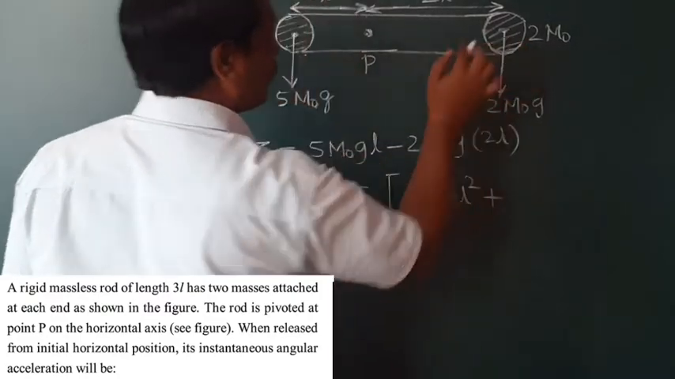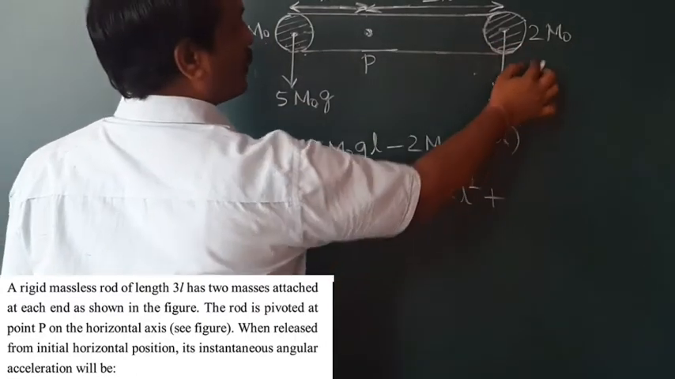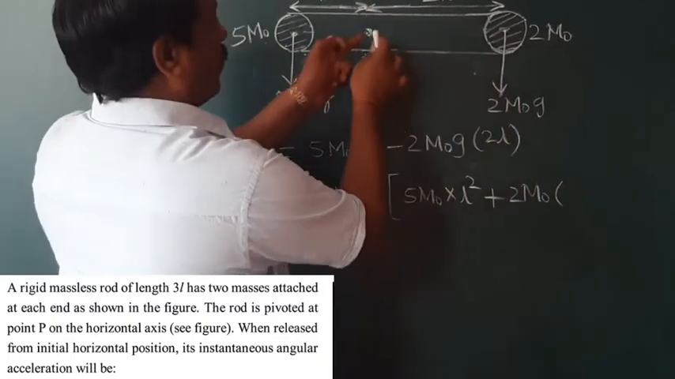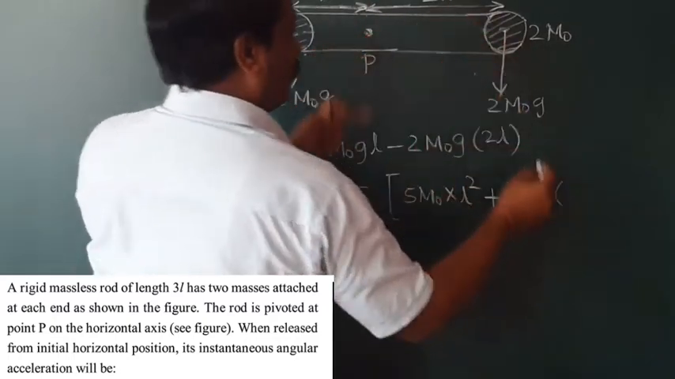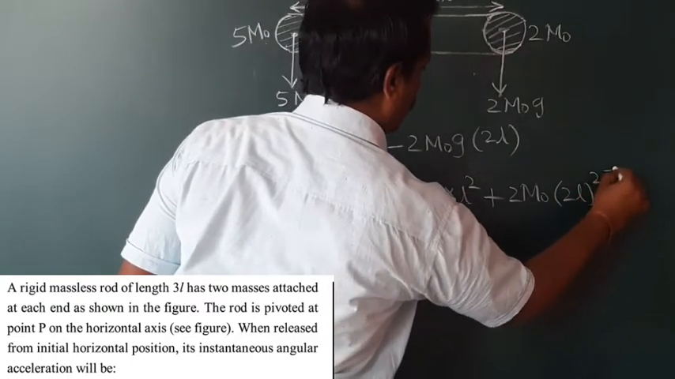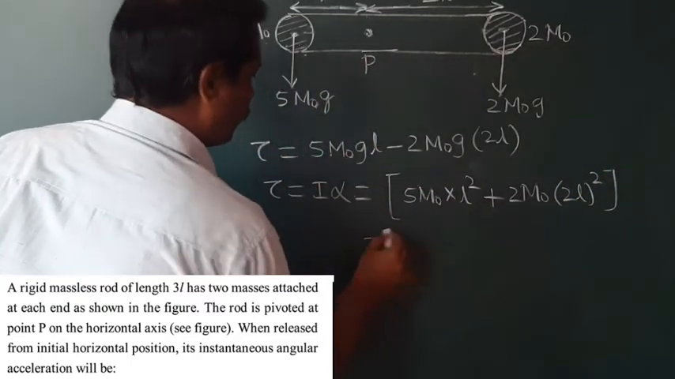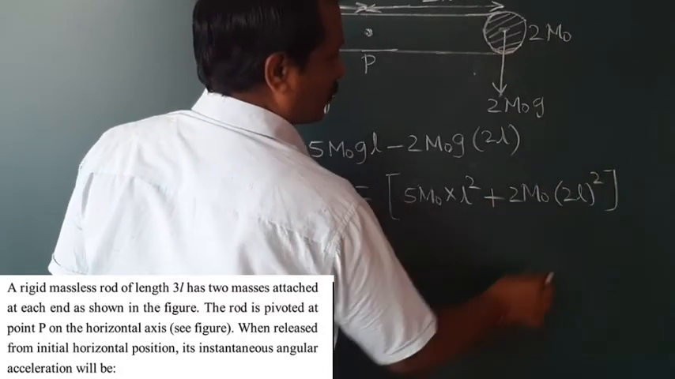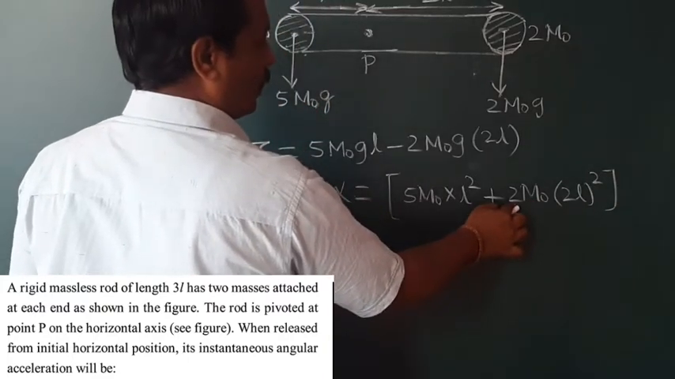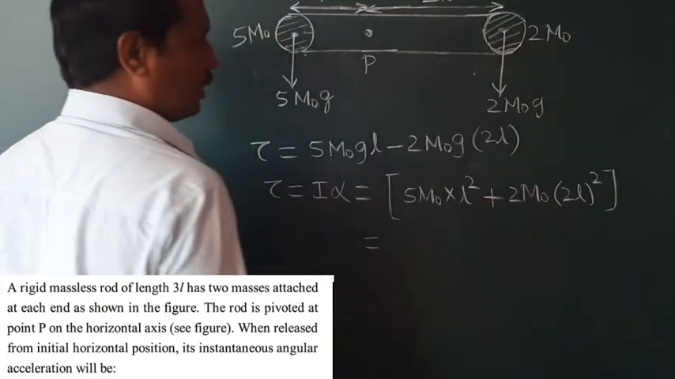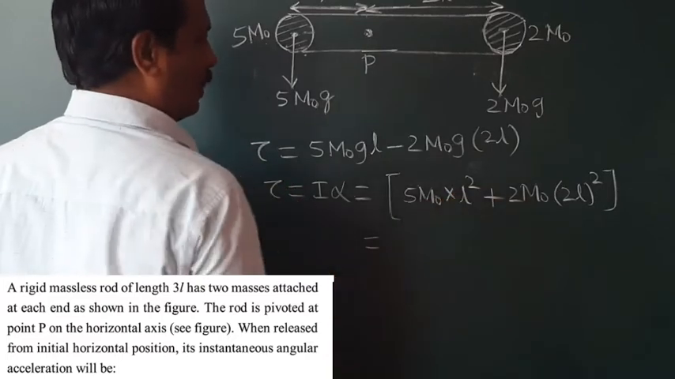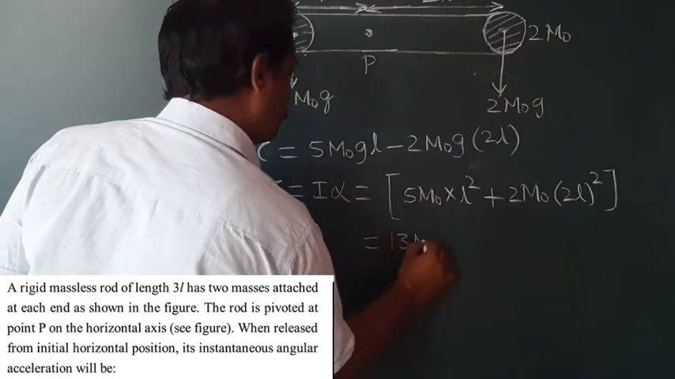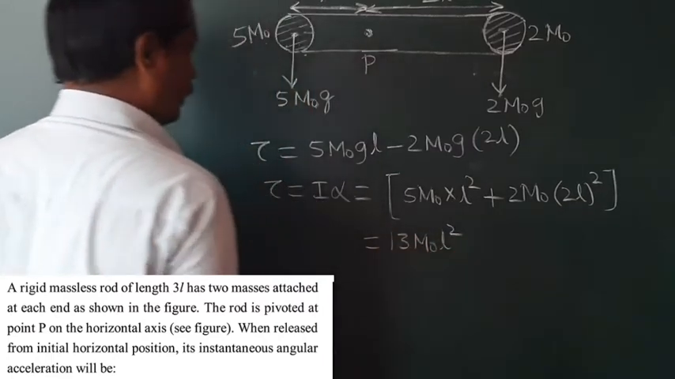Plus similarly for this mass. Here its mass is 2 m0 into r square. From axis of rotation, what is its distance? 2L. So 2L square, which becomes 4L square. 4L square into 2, 8L square. So 8 m0 L square, right? 8 m0 L square plus 5 m0 L square is 13 m0 L square.